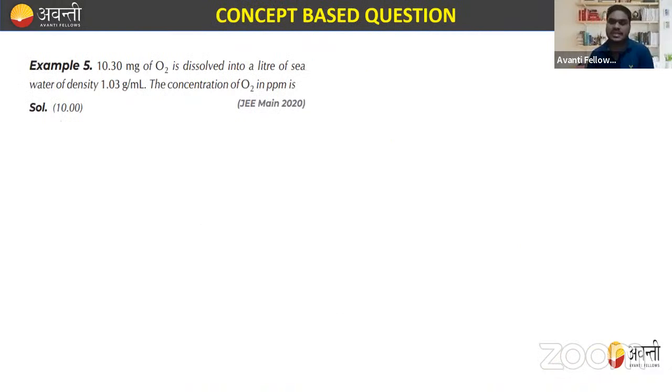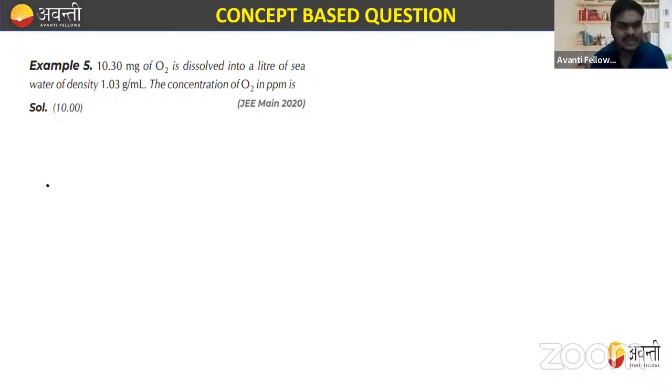do next question. This is on the similar basis. So what the question asks, beta, is that 10.30 milligram of O2 is dissolved into a liter of seawater having density this much, and you have to calculate the concentration of O2 in ppm. So we know weight percentage and ppm as well. What is ppm here, beta? That is parts per million. The parts per million means the amount of solute that is present in 1 million. Okay, so you have to calculate the concentration of O2 in ppm.